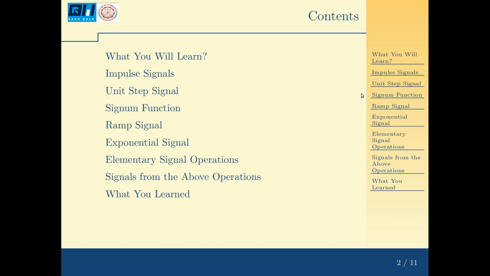The contents of today's session are your learning outcomes, then some elementary signals like the impulse signal, the unit step signal, the sine function, the ramp signal, the exponential signal, and then we will see some elementary signal operations, and some new signals are derived from these elementary signal operations, and then the summary of understanding.